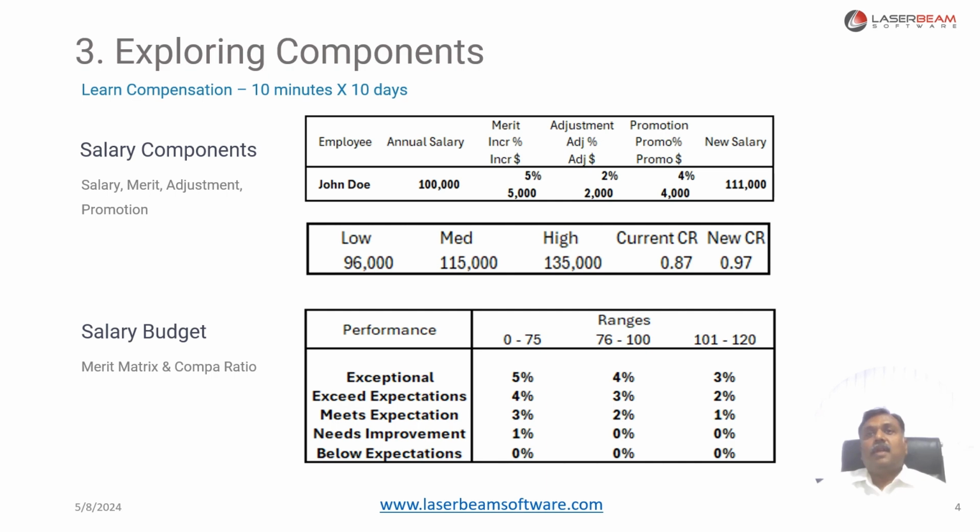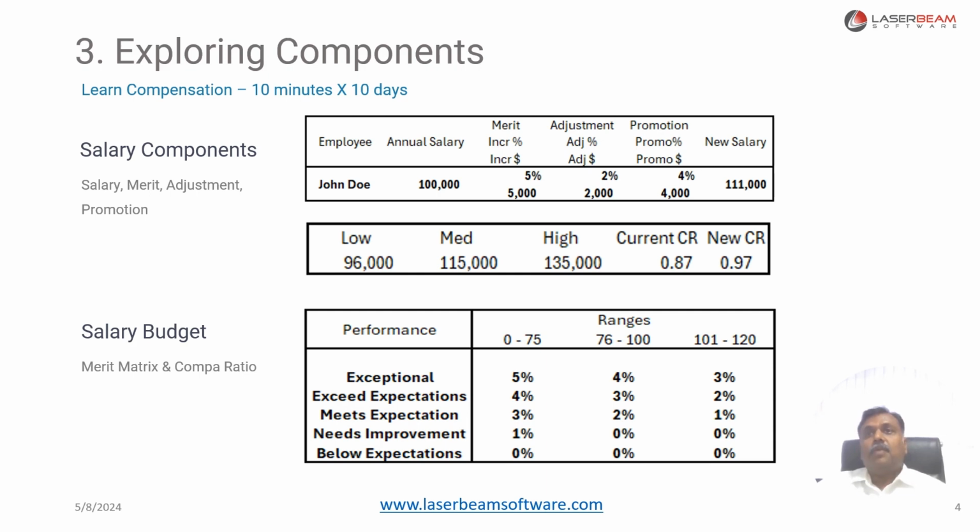So now that we know the current salary, and John has got about an $11,000 increase, this increase is now teeing up, and we're going to look at the new compa ratio. The new compa ratio is based on his current salary in addition to the increases he has got, which is about 111,000. So 111,000 divided by 115,000 gives about 0.97, which is his new compa ratio. You can see that because of this pay increase, his compa ratio has moved closer to the higher range.